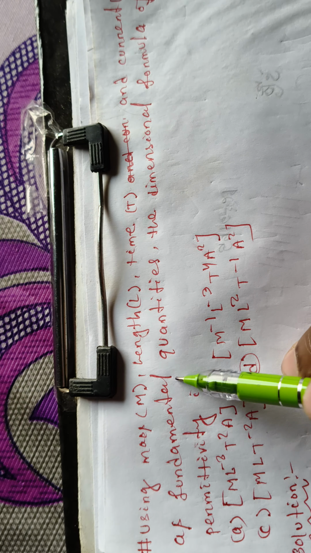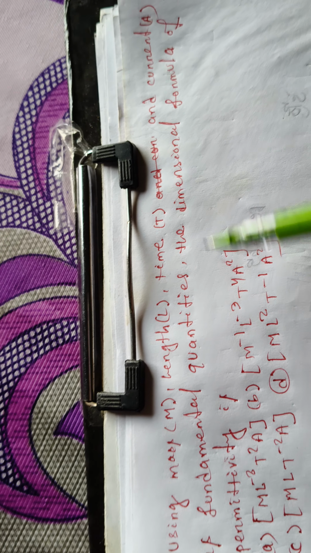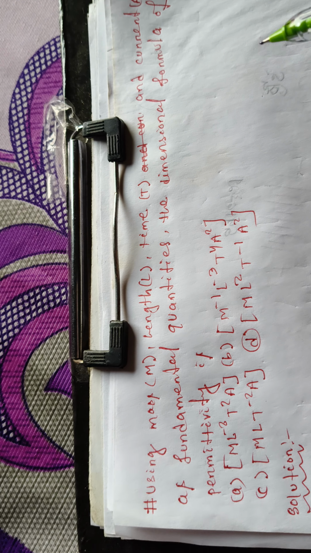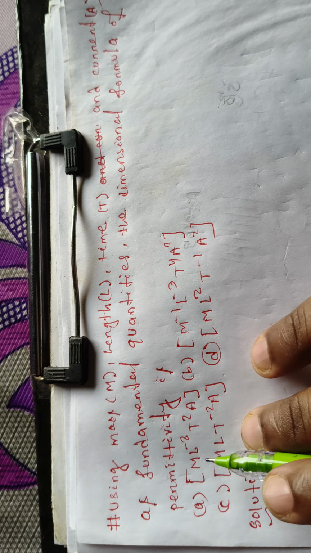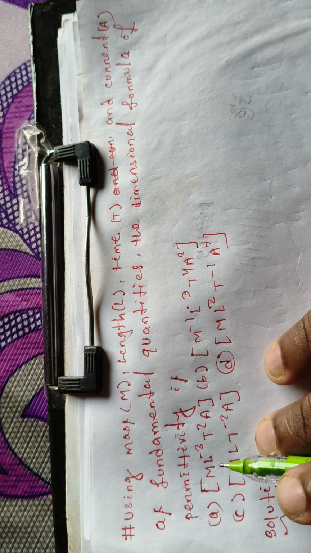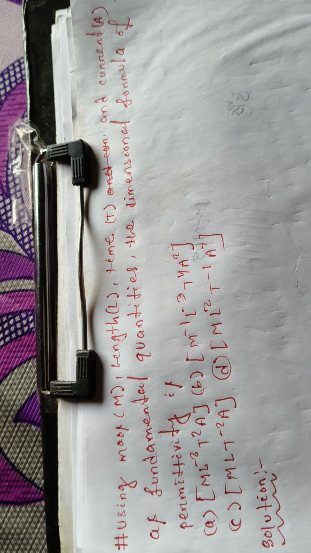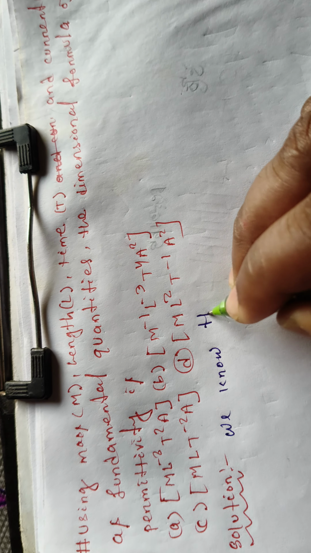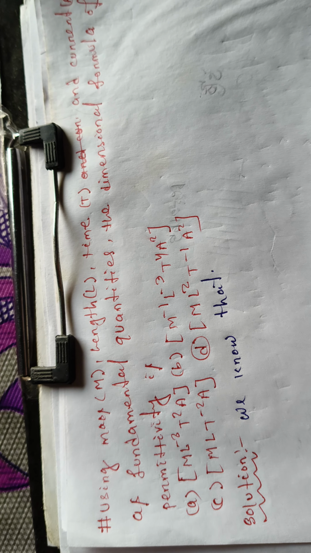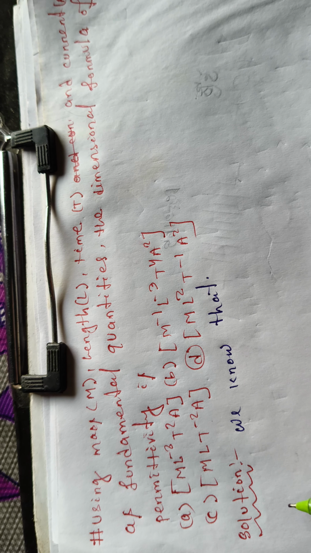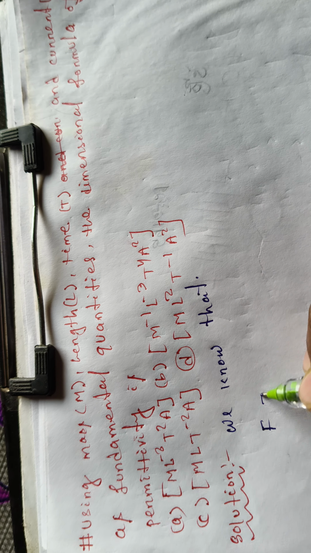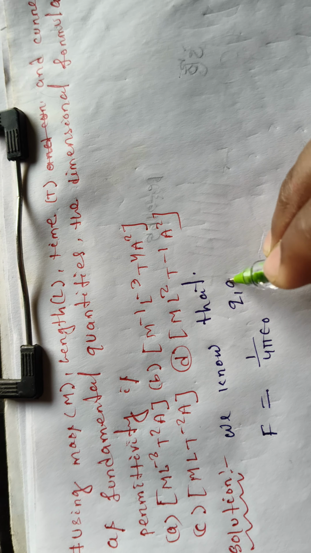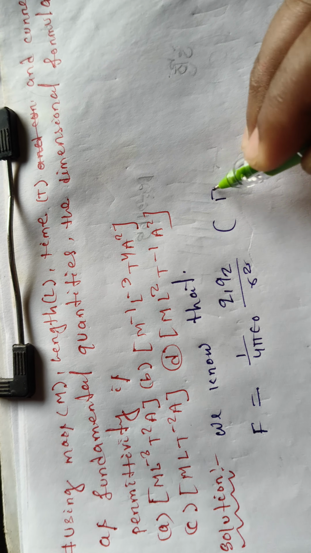So using the mass m, length l, time t and current a as fundamental quantities, what is the dimensional formula of permittivity? Okay, so we have to calculate the electric permittivity. We know that F is equal to 1 by 4 pi epsilon naught q1 q2 by r square, from Coulomb's law.